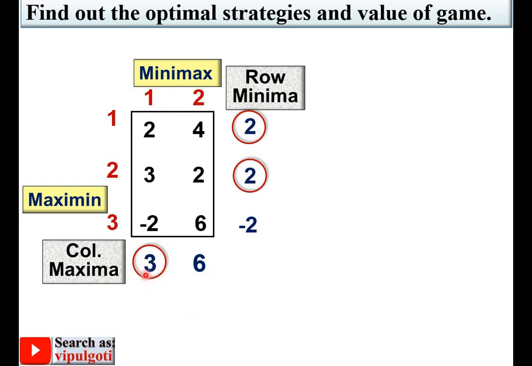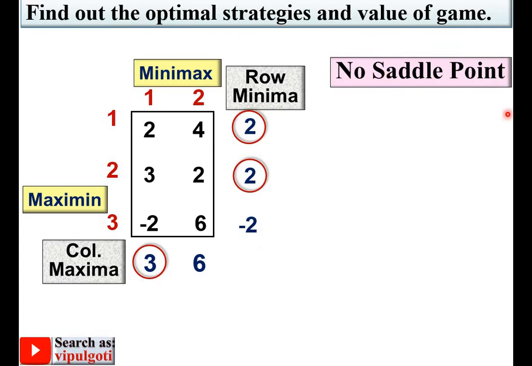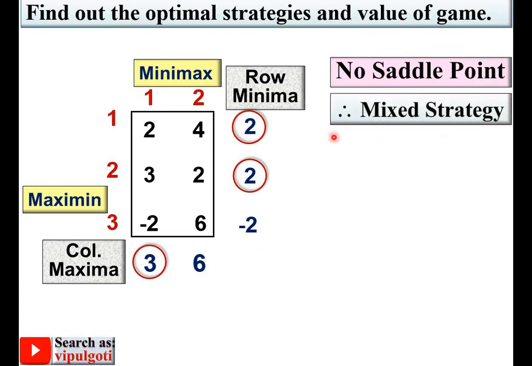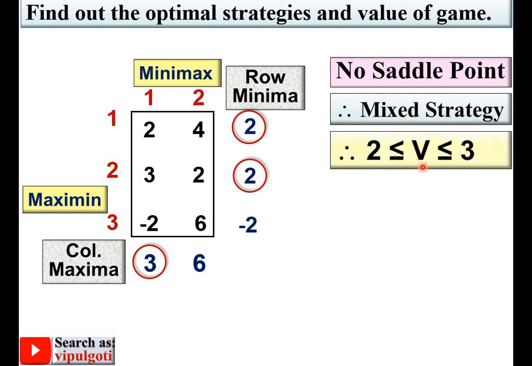So encircle over here. Now look at these two values. That means maximin value and minimax value. Here these two values are not same. And so that you can say no saddle point. And if there is no saddle point, that means you can say it is a mixed strategy problem. So here at least we can conclude that your value of game is in between these two values.